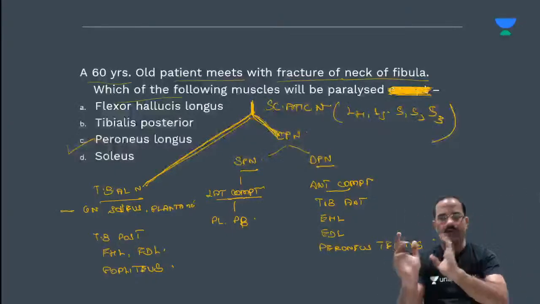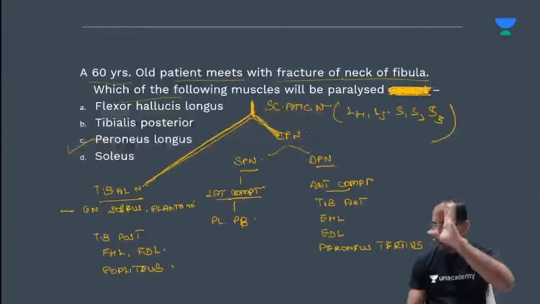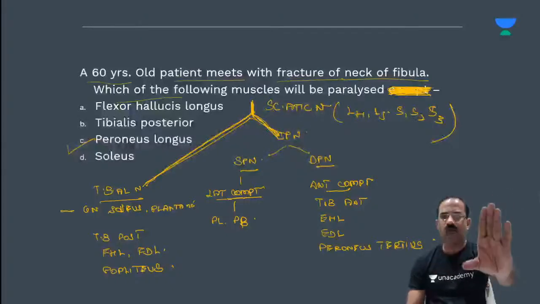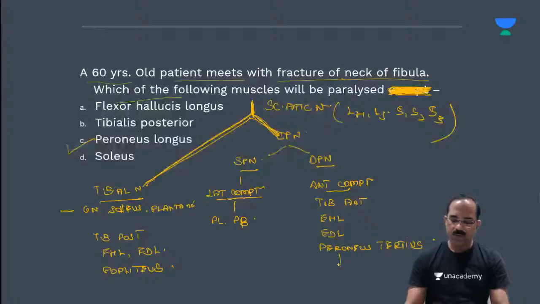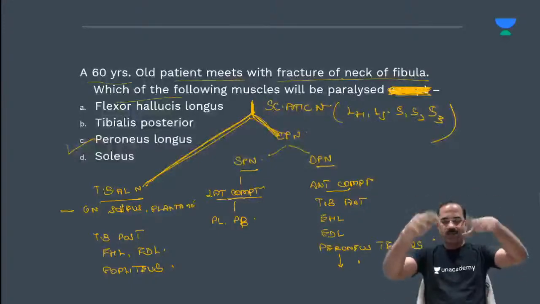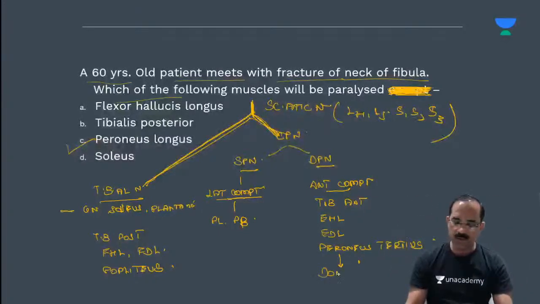Which muscles are in which compartment? Be absolutely clear about it. No confusion. No second thought. Right? And tell me, if the deep peroneal nerve is damaged, what happens? What is the action of this compartment? Dorsiflexion. The action of this compartment is dorsiflexion.